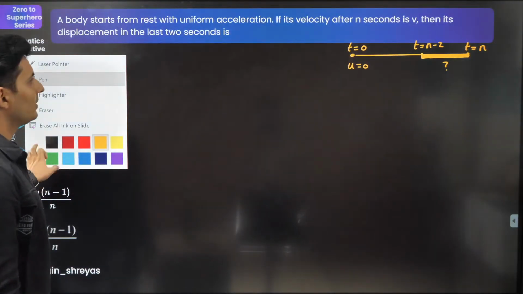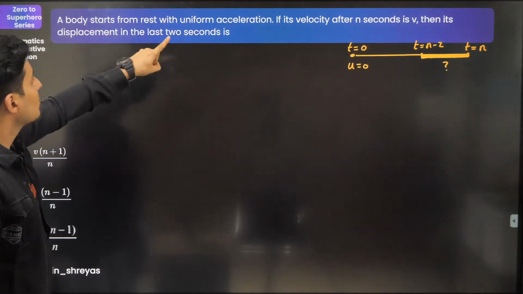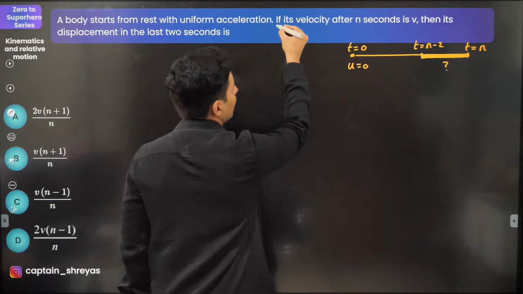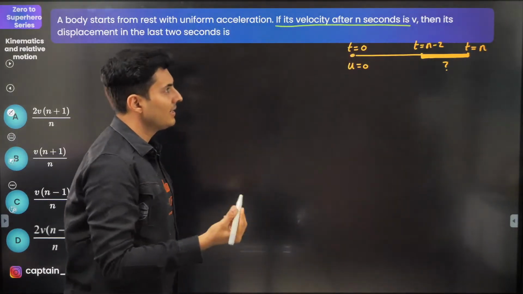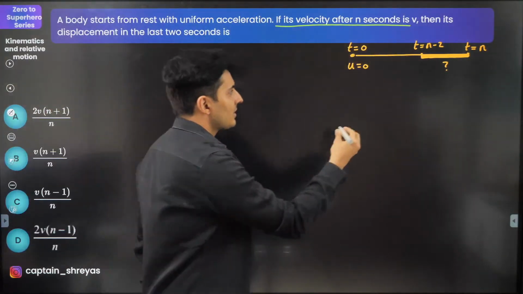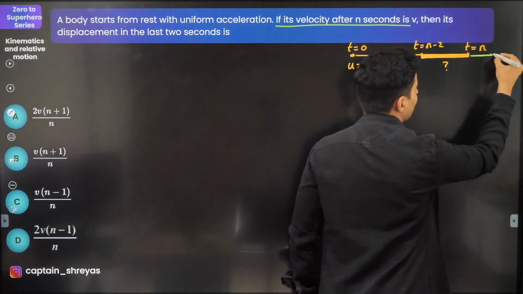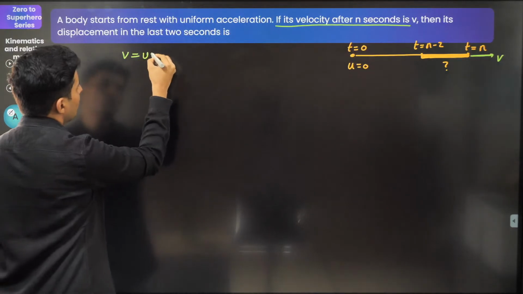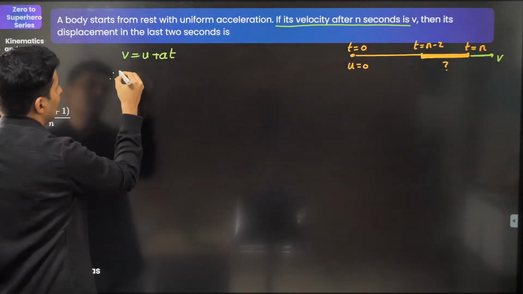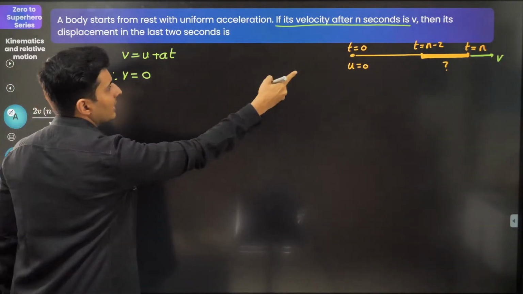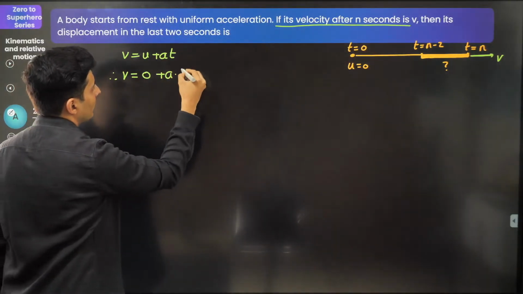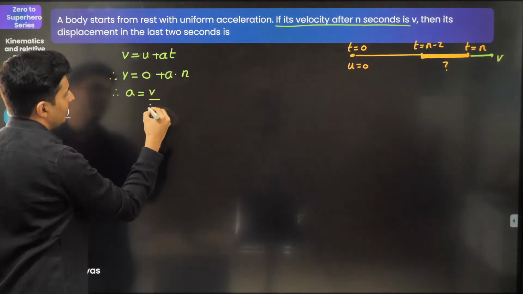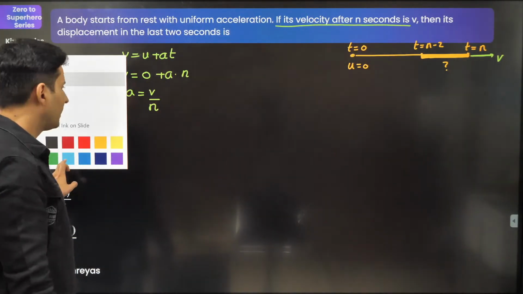Okay, so let's try and do this question. First of all, uniform acceleration is there. If its velocity after n seconds is v, so here the velocity is v. Let's use the kinematic equation, v is u plus at. Final velocity is v, initial velocity is 0, acceleration I do not know, time is n, so acceleration is v by n.